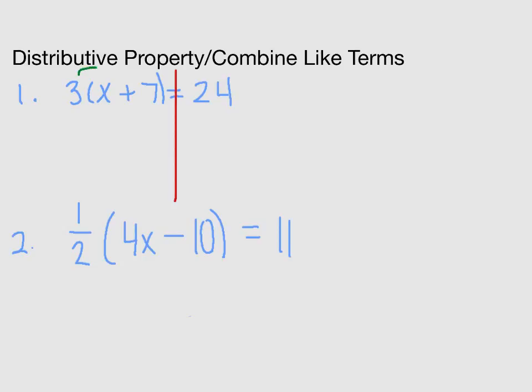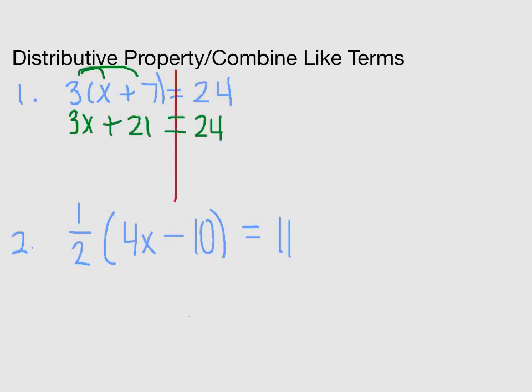So I'm going to take 3 and multiply by x to get 3x. Now I have to do 3 times my positive 7. Remember, since there's a plus in front of the 7, it's a positive 7. I get positive 21. I drop down my equals 24.